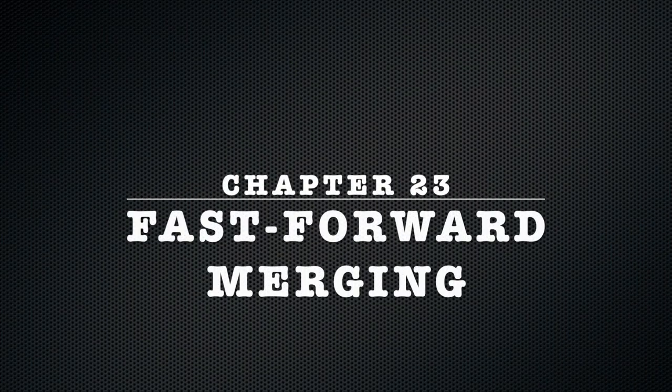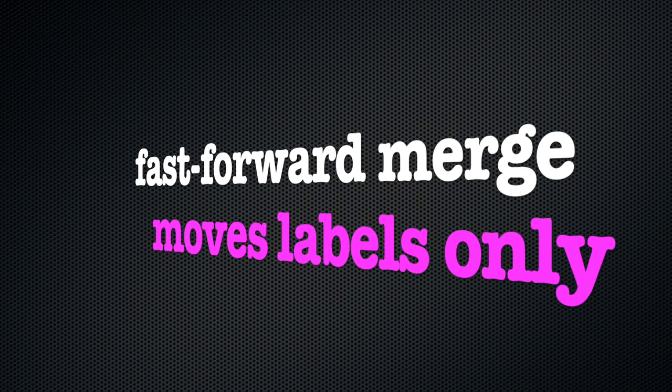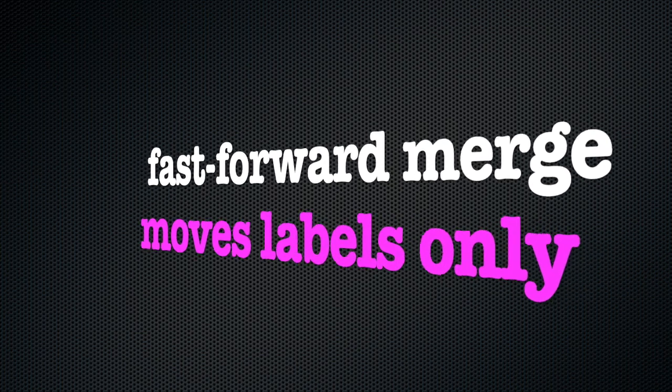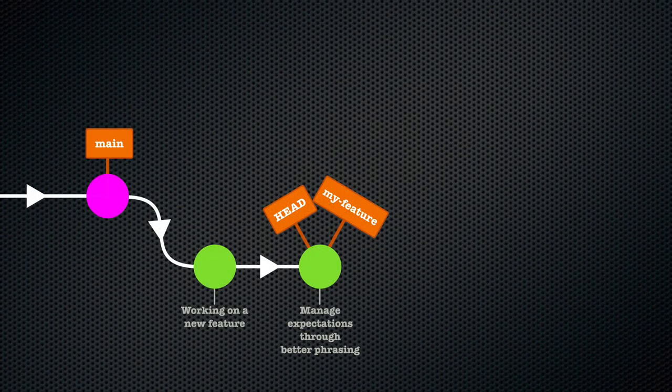Chapter 23, Fast Forward Merging. The simplest kind of merge Git can perform is a so-called fast forward merge. A fast forward merge can only occur when one of our two branches has seen no changes since the moment we branched. As it happens, this is the exact scenario we are in right now.